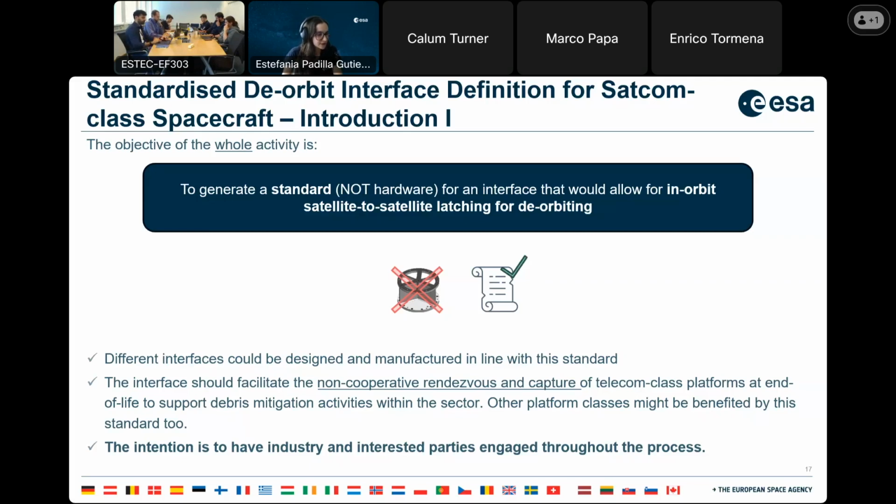Then the second point, the interface should facilitate the non-cooperative rendezvous and capture of telecom-class platforms, but of course other platform classes, other spacecraft classes could be benefited by this standard too, because the same standard could apply to different spacecraft classes. And the last point is really important. So our intention is to have industry and all interested parties engaged through the process, and that we take into account the inputs from everyone.